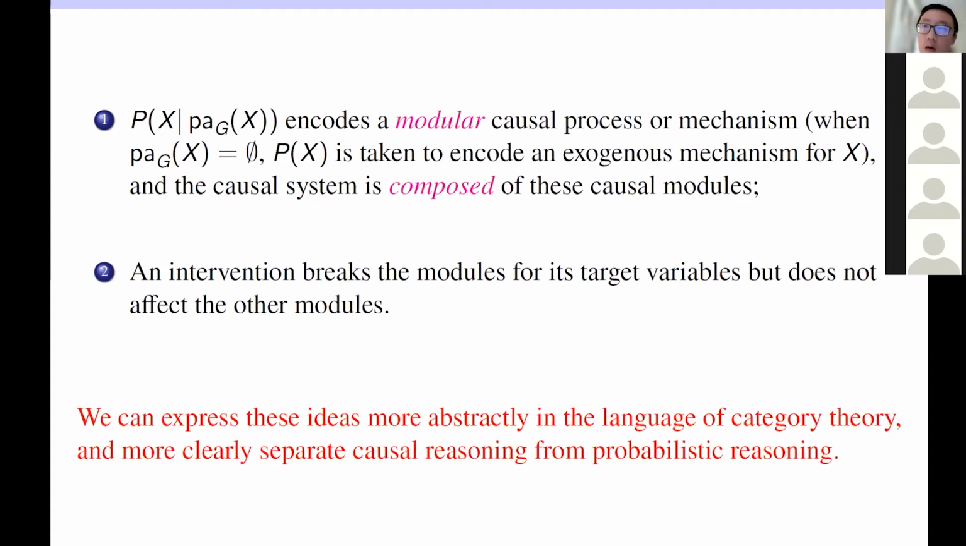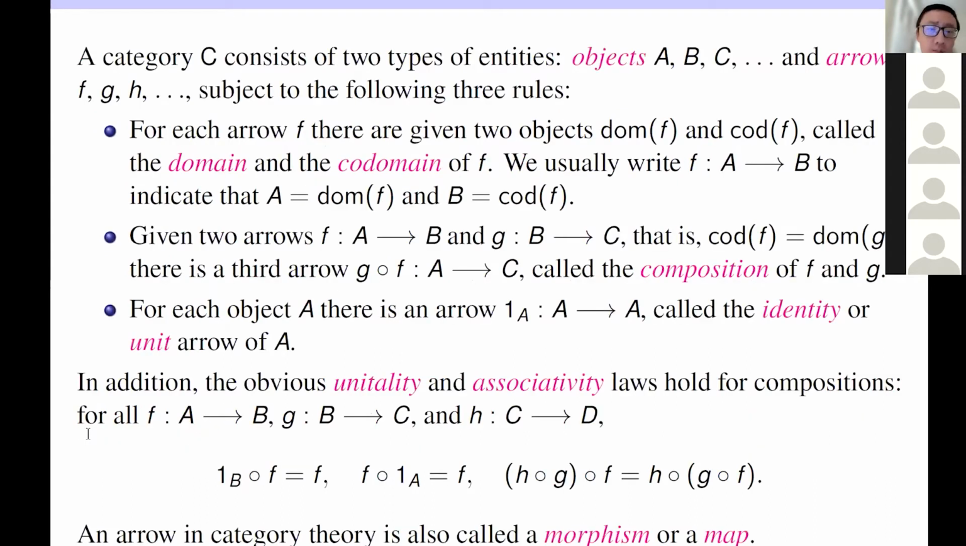Okay. Now, our point is that we can express these ideas more abstractly using the language of category theory, in mathematics known as abstract nonsense, but we'll try to make some sense of it. And this way, I want to show that we can more clearly separate causal reasoning from probabilistic reasoning, gaining some conceptual clarity. Now, I don't think it will be fruitful for me to give an introduction to category theory here. If you already know it, my introduction will be redundant. If you don't already know it, I think a few minutes won't really get you through.